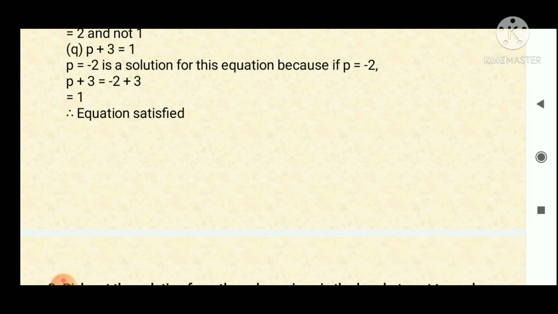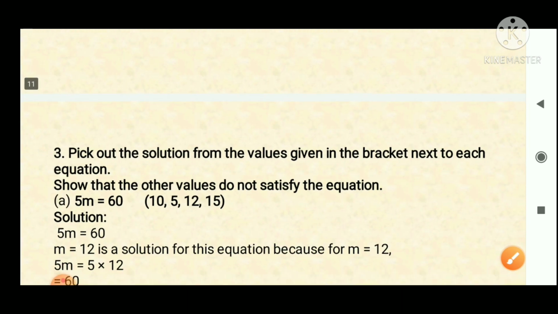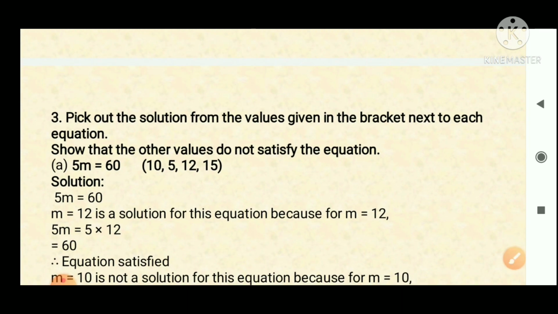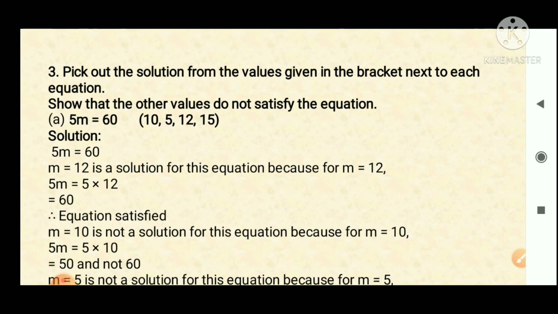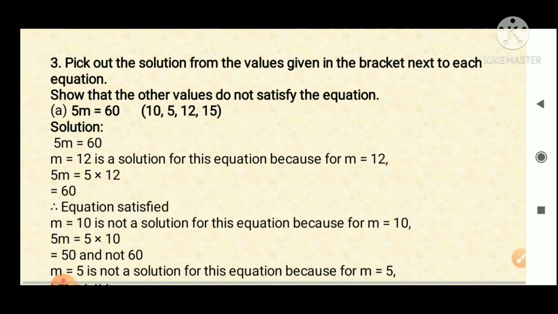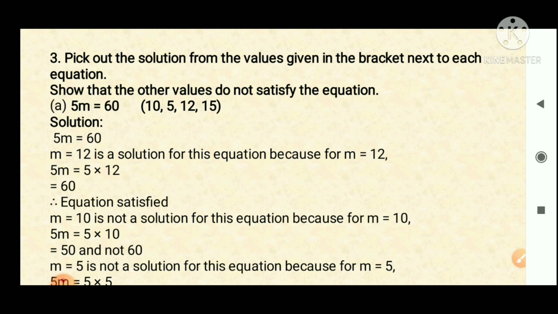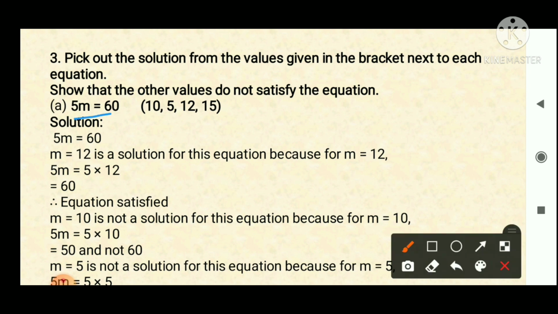Now see the next question. Pick out the solution from the values given in the bracket next to each equation. So here show that the other values do not satisfy the equation. So here the first equation is 5m is equal to 60. We have to show whether the given values satisfy the equation or not. So first we take the value of variable m is equal to 10.